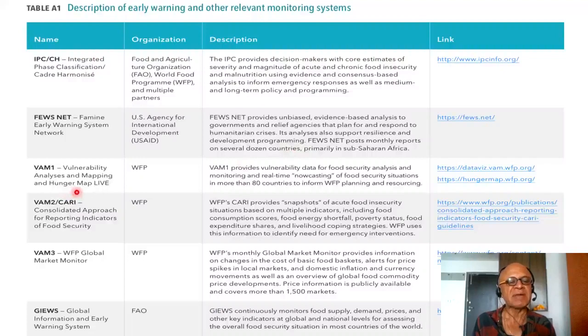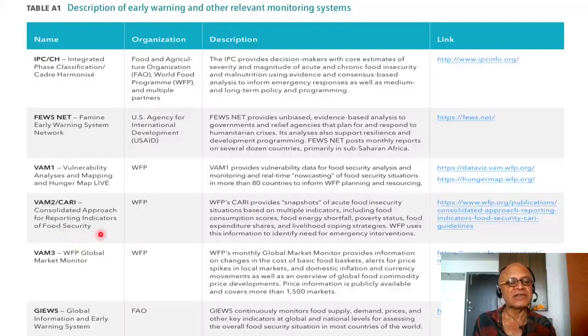Vulnerability Analysis and Mapping and HungerMap, so that's live. This is the World Food Program. VAM 1 provides vulnerability data for food security analysis and monitoring and real-time nowcasting of food security situations in more than 80 countries to inform WFP planning and resourcing. So near real time. That's fantastic.